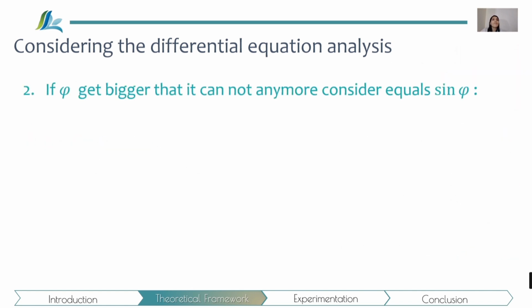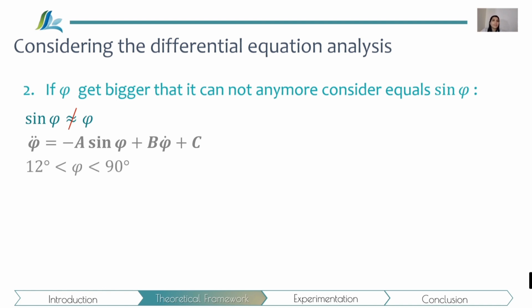By increasing the phi angle, we can't consider the sine of phi equal to phi anymore, so we're not able to use the previous equation and we must use this one. It happens when the oscillation angle around the x-axis is between 12 and 90 degrees.